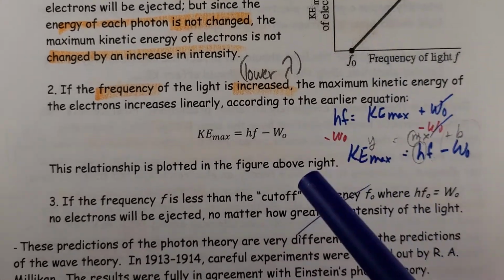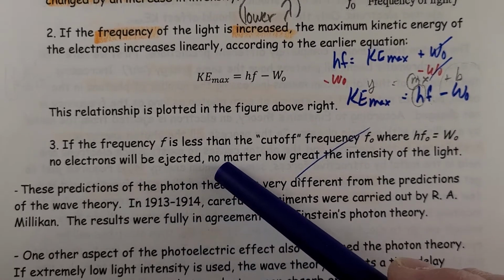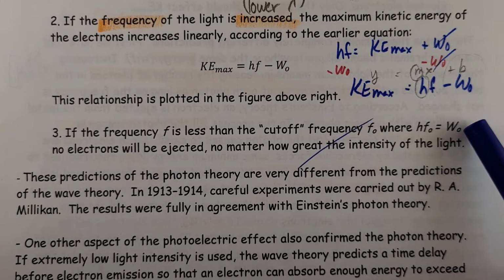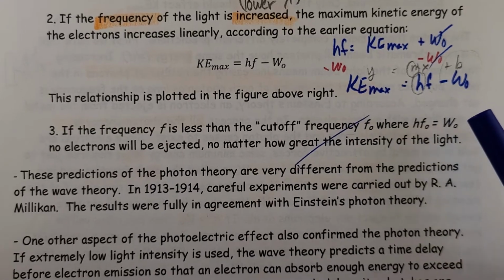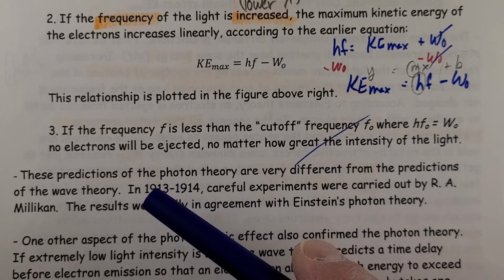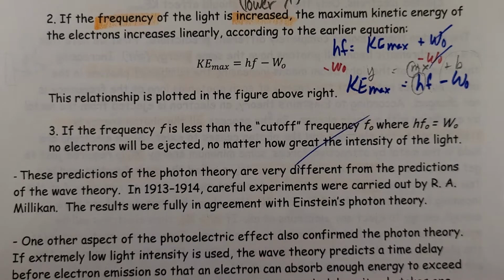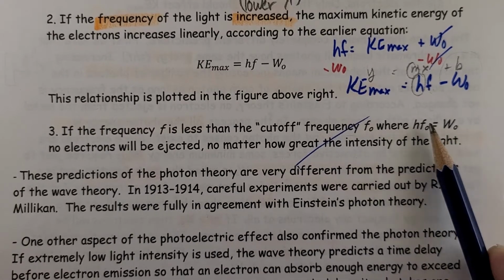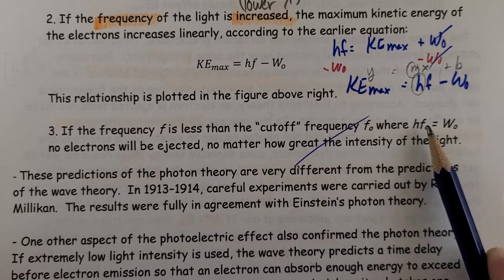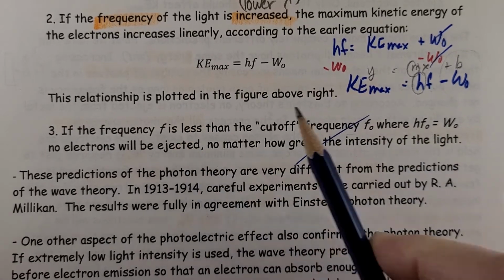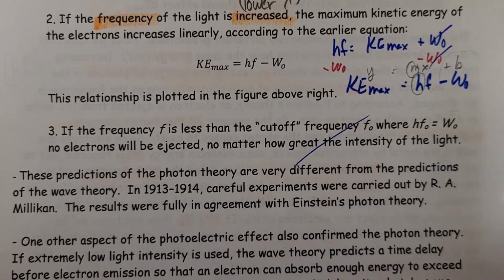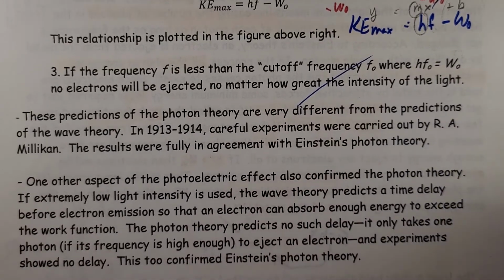So the relationship is up there. If the frequency is less than the cutoff frequency, where that gives me the lowest amount of energy required to make an electron jump, no electrons will be ejected. So I need to have that minimum amount to release, and that's going to, of course, mean a minimum frequency. And if I have less than that cutoff frequency, or the frequency required to make an electron be ejected, nothing's going to happen, no matter what the intensity of the light is.